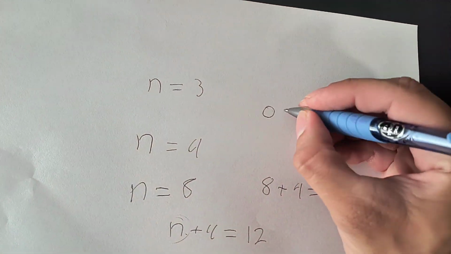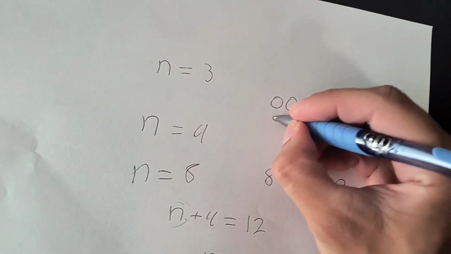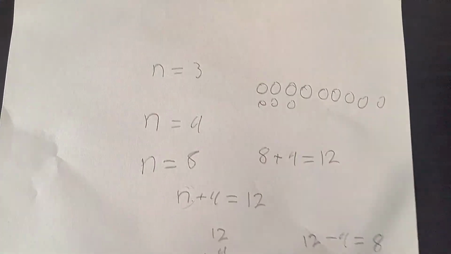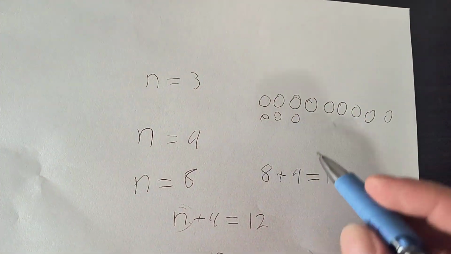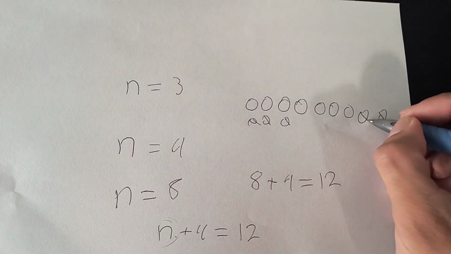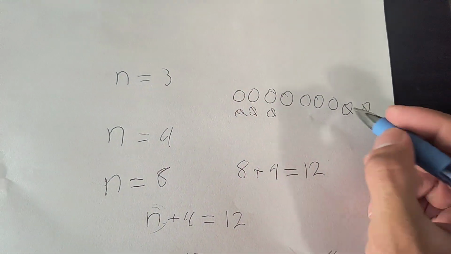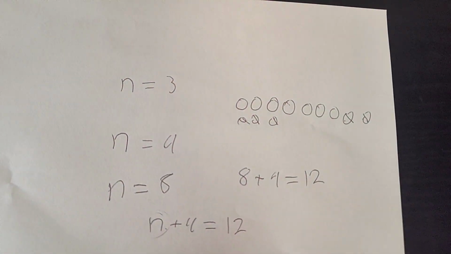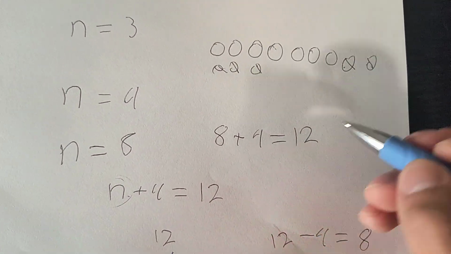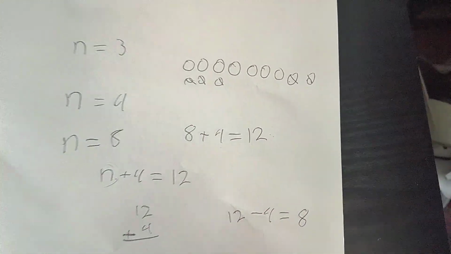We had 12 pieces. 1, 2, 3, 4, 5, 6, 7, 8, 9, 10, 11, 12. We have 12 pieces right here. And if we were to remove 4, we'd have 8 left. So that means if we were to add 4 to these 8, we'd have 12. So if we don't know how many we have in an equation like this, we can subtract what we know on this side from this side.